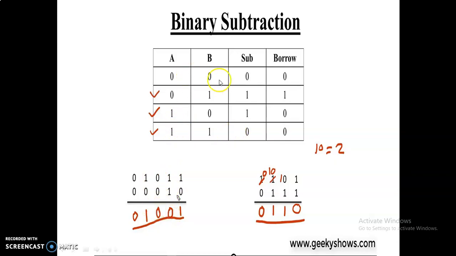0 minus 0, the subtraction value is 0, no borrow here. Again 1 minus 0, the value is 1, no borrow. 0 minus 0 is 0. Okay. So this is another example. Here the borrow takes place. 1 minus 1 is 0 here, it's no problem.